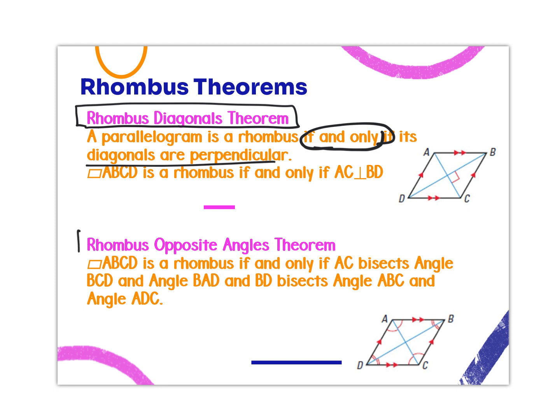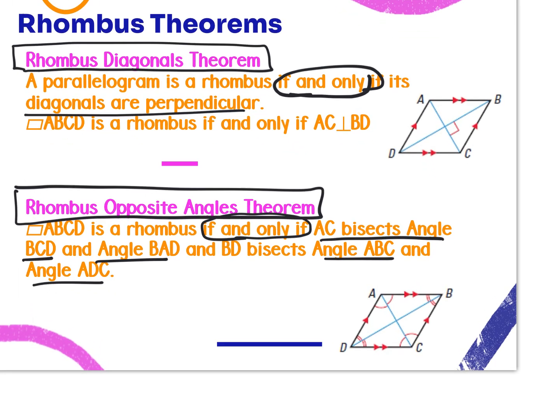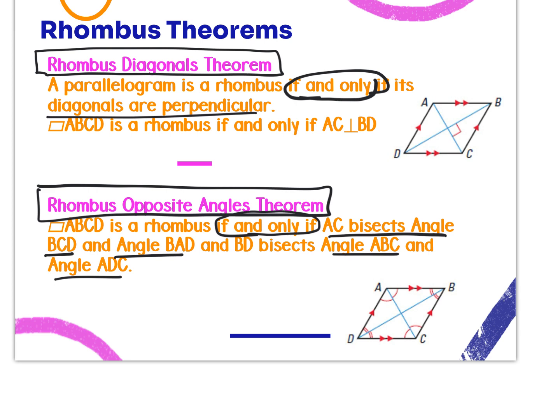The second one is the rhombus opposite angles theorem. Again, parallelogram ABCD is a rhombus if and only if AC bisects angle BCD and angle BAD, and BD bisects ABC and ADC. So what exactly are we saying? What we're saying is if it's a rhombus, these diagonals not only intersect at 90 degrees, but they bisect the angles they hit.